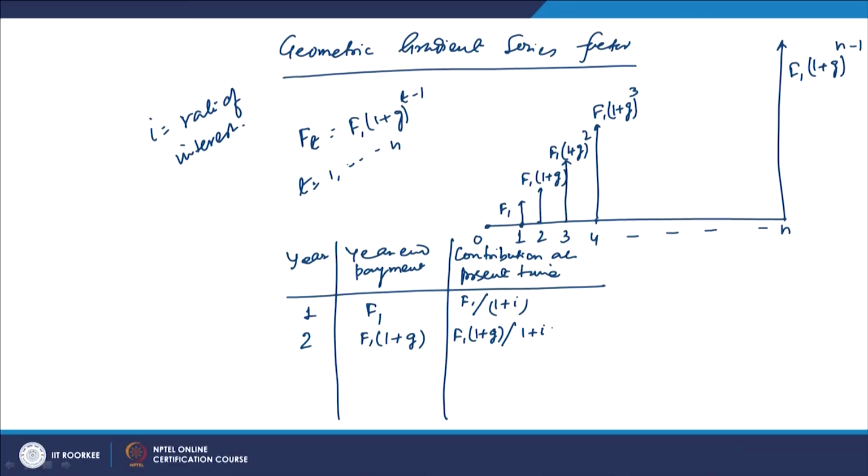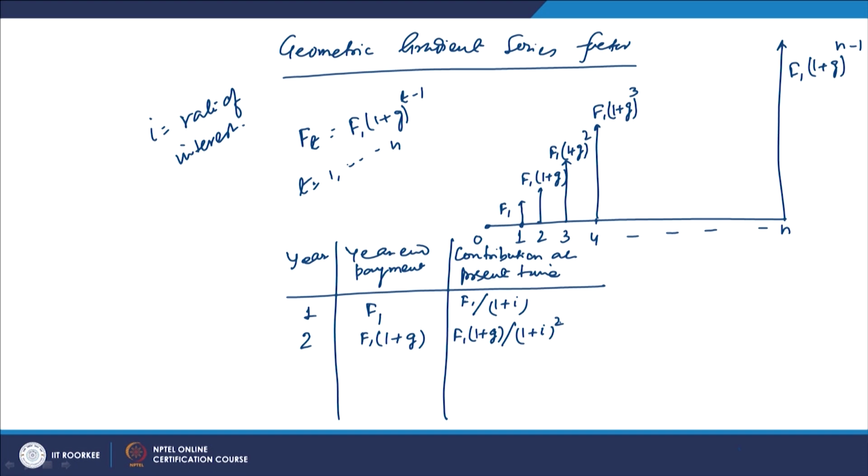Suppose you take the second year, where the payment will be F1 into 1 plus G. There are 2 years of time, so its present value will be F1 into 1 plus G divided by 1 plus I raised to the power 2.